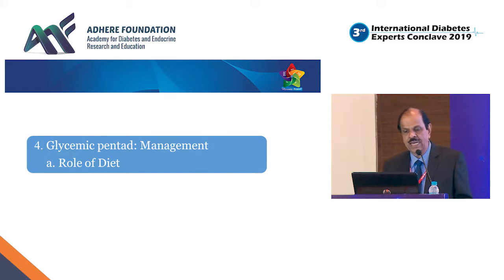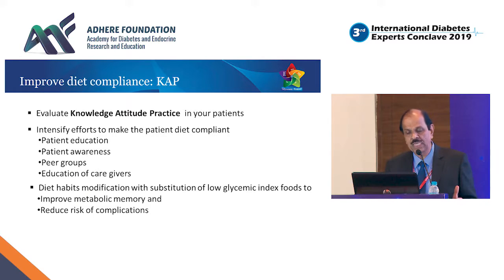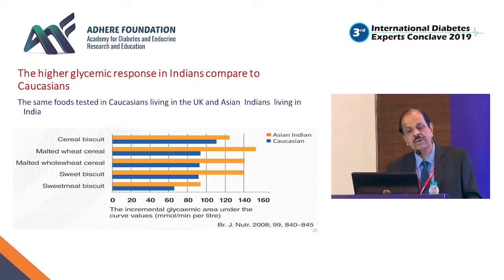So let's look at the diet, which is very important. In fact, Mary Matilda has said that it is very easy to change religion, but not your diet. So it's very difficult for people to change their habits, but still we need to intensify efforts to make the patient diet compliant, which requires education, awareness, peer pressure groups, and education of caregivers is also important. And of course, diet habit modification and substitution of low glycemic food is also important.